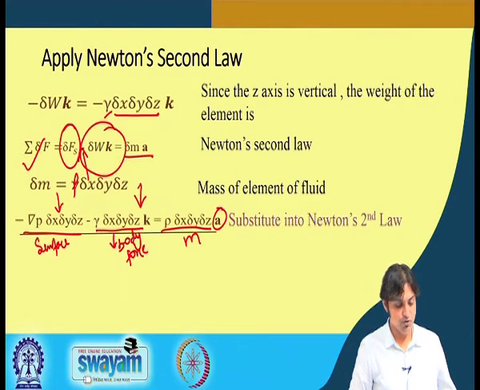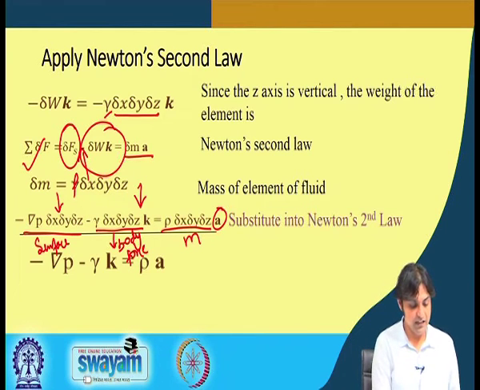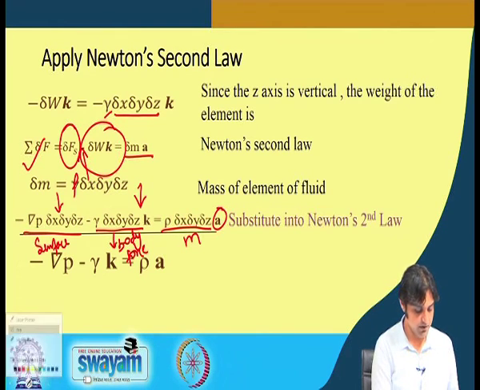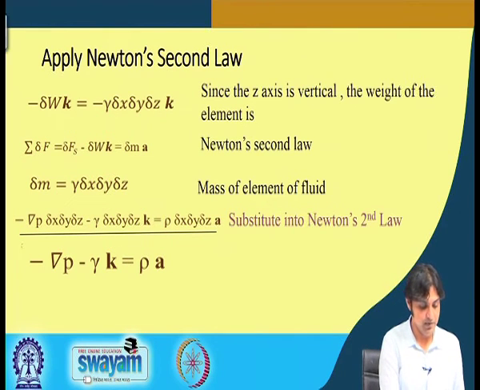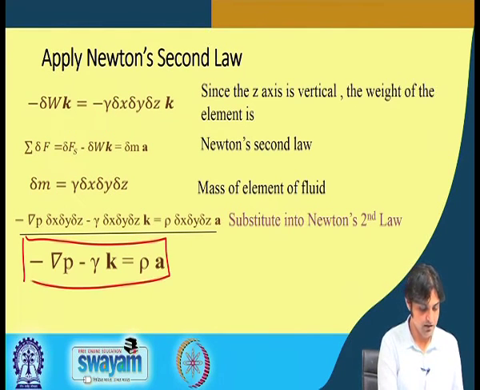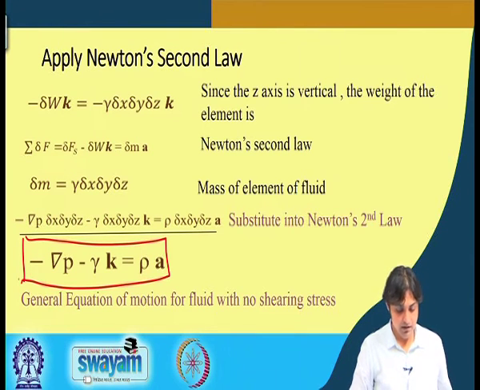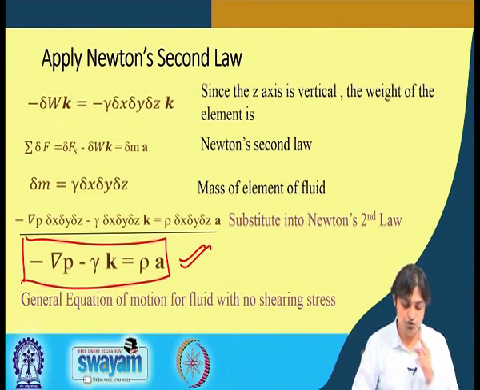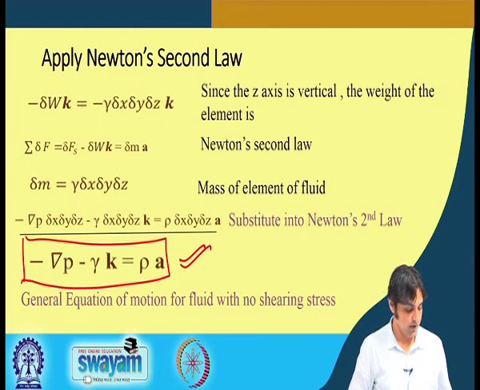So now substitute into Newton's second law. If you see, we can get delta X, delta Y, delta Z cancelled from everywhere. So the final equation, so that you are able to see, I will erase all ink here. So this is the general equation of motion for fluid with no shearing stress. This is very, very important equation, you should remember this. Great. Now as you see this equation here, minus delta P minus gamma K is equal to rho into A.